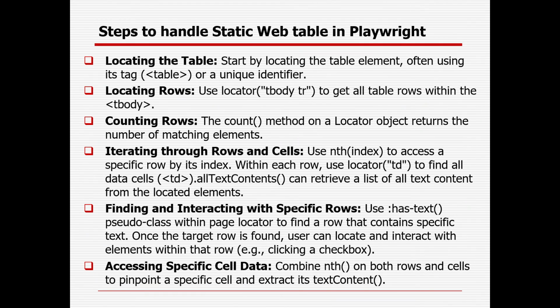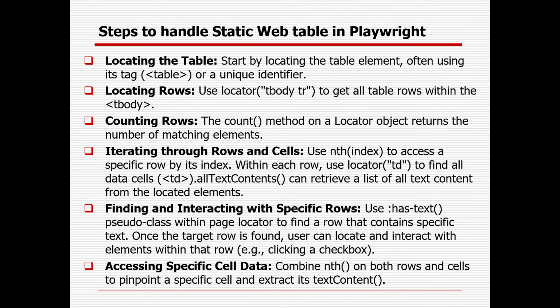First, we need to locate the table. Start by locating the table element, often using its table tag or a unique identifier. Locating the rows: use locator tbody space tr to get all table rows within the tbody. Counting rows: the count method on a locator object returns the number of matching elements. After that, the user can iterate through rows and cells.